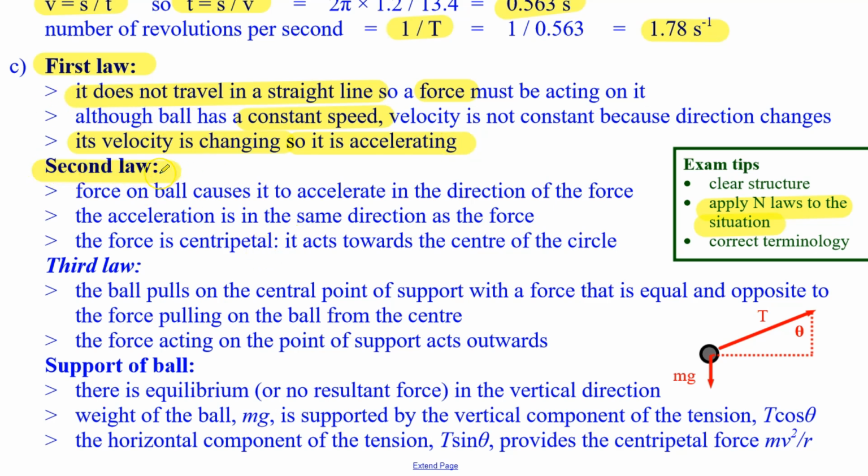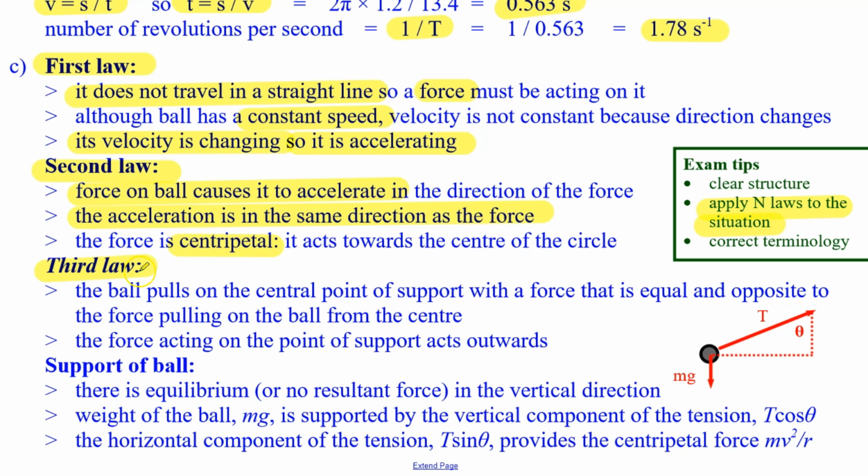The second law is basically F equals ma. The force is proportional to the acceleration. Well, there is a force, and that is giving it acceleration towards the center of the circle. So we can make reference to centripetal force, and the acceleration is in the same direction as the force. That is another point in Newton's second law. So again, there are a few comments there.